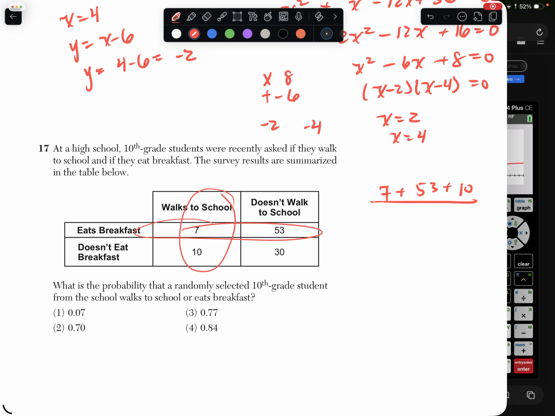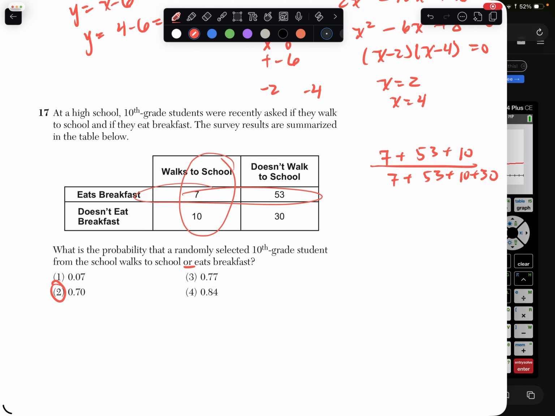It doesn't give us a total, so we kind of have to add that up: 53 plus 10 plus 30. I'm just going to do that on the calculator real quick. So 7 plus 53 plus 10 all over 7 plus 53 plus 10 plus 30. And I get 7 over 10, and that's equal to 0.7. So for 17, the answer is choice 2.